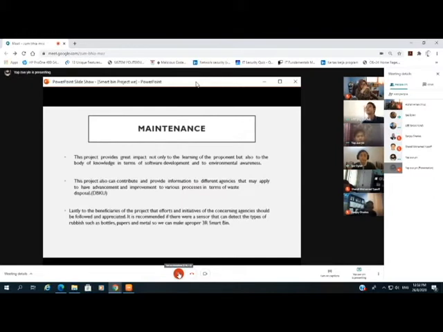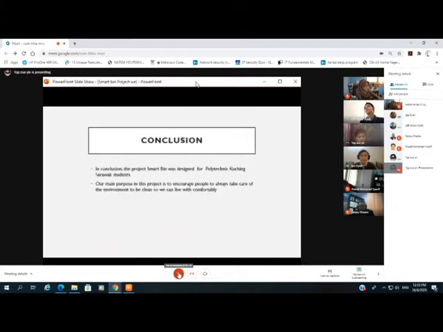Next is maintenance. This project can contribute and provide information to different agencies that may apply it to have advancement and improvement to various processes in terms of waste disposal. Lastly, it is recommended to have a sensor that can detect three types of material, which are paper, metal, and plastic, so we can make a proper 3R. And the conclusion is, to encourage people to always take care of the environment so that we all can live in a healthy environment.